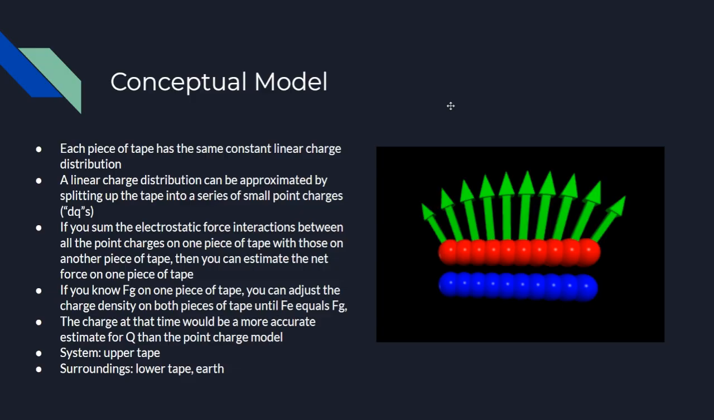If you know the force of gravity on one piece of tape, then you can adjust the charge density on both pieces of tape until Fe equals Fg. The charge at that time would be a more accurate estimate for Q than the point charge model we used in the first lab. And in this case, the system would be the upper tape and the surroundings would be the lower tape and the Earth.